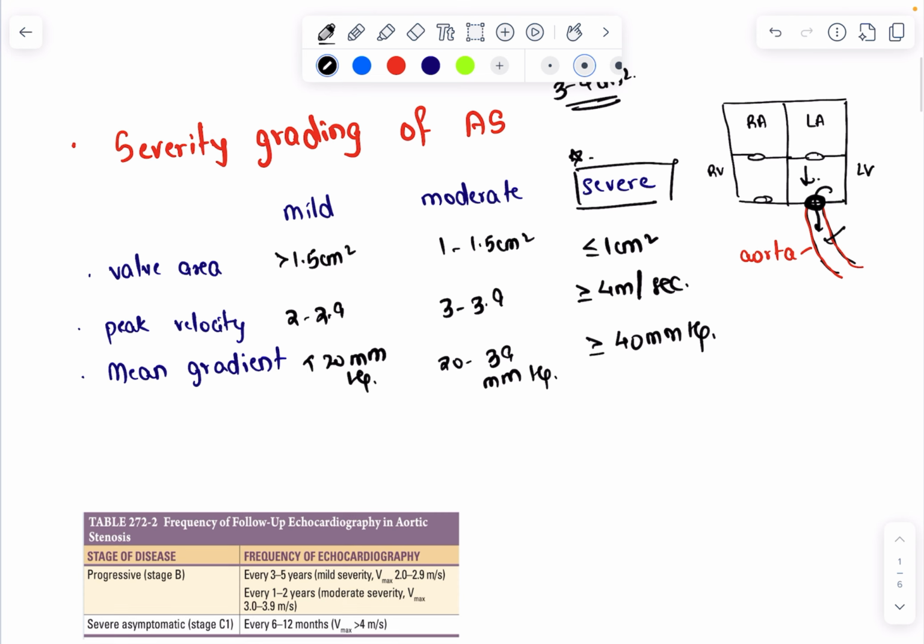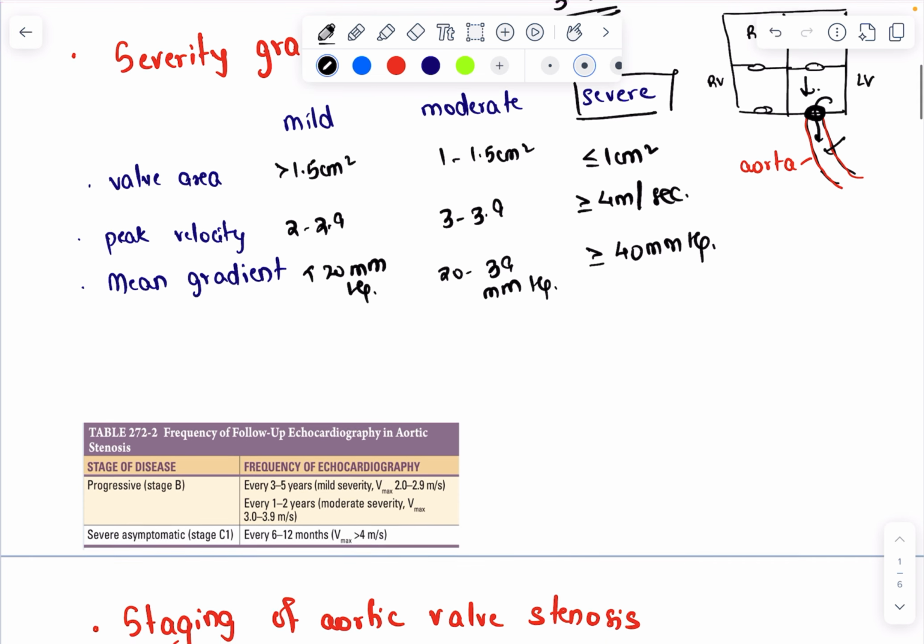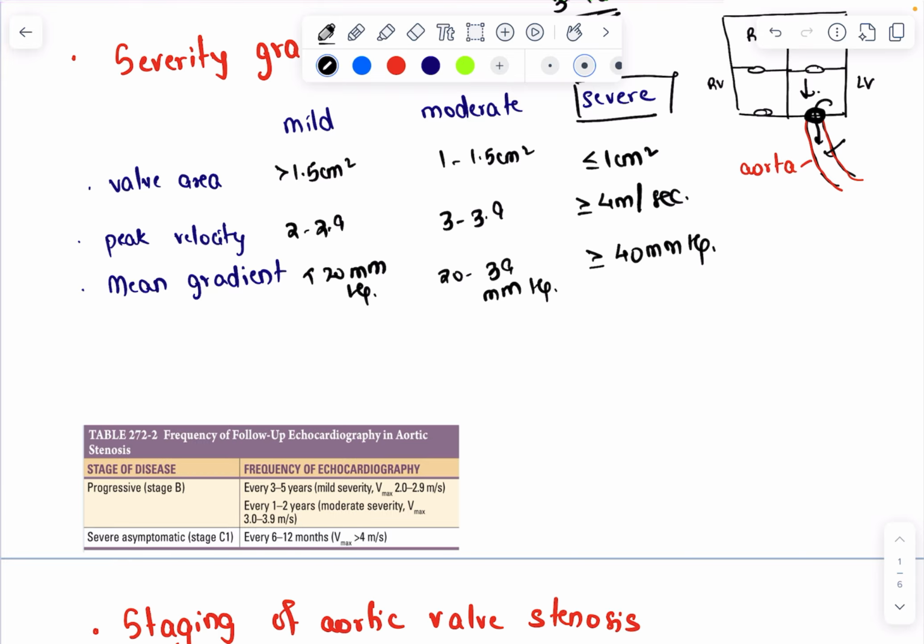Now coming to the follow-up of aortic stenosis. If a patient comes to you and you have to follow up that patient: if the patient has severe aortic stenosis, then you have to follow them every 6 to 12 months. For moderate, it is 1 to 2 years, and for mild, it is 3 to 5 years. So only remember the first digit. That is, for severe aortic stenosis, it is 6 months. For moderate aortic stenosis, it is 1 year, and for mild aortic stenosis, it is 3 years.